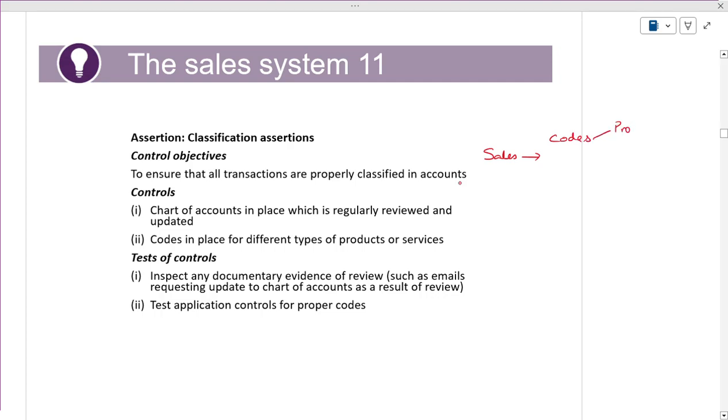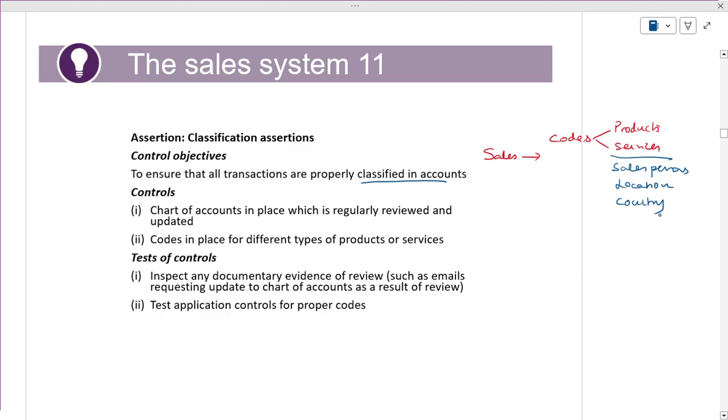Will have codes for the products, codes for the services. Not only for products and services, you have codes for the salespersons, codes for the location, codes for the country. Class is very important. You are making sales, different products, different services, different salespersons, different locations in different countries. You should know, to ensure that all transactions are classified in accounts.